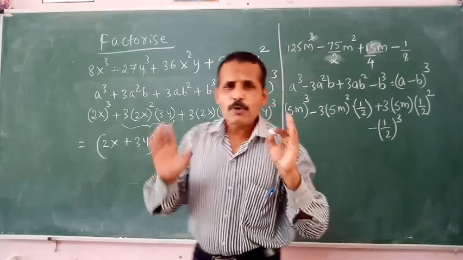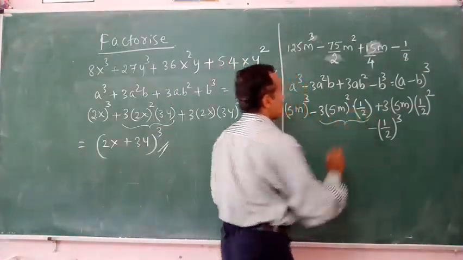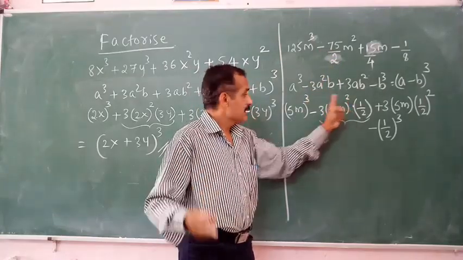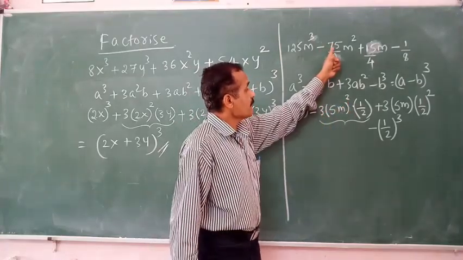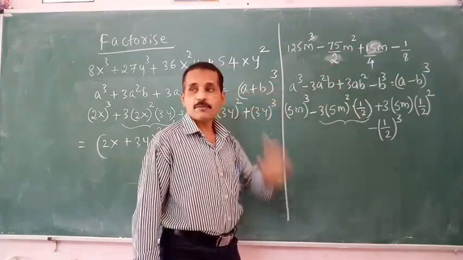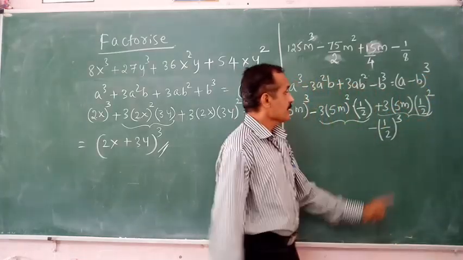Let me check whether my problem is correct or not. Okay, multiply these three and check. You should get this answer. 5 square is 25, 25 3s are 75, m square divided by 2 divided by 2. Come here, multiply all these three and check.